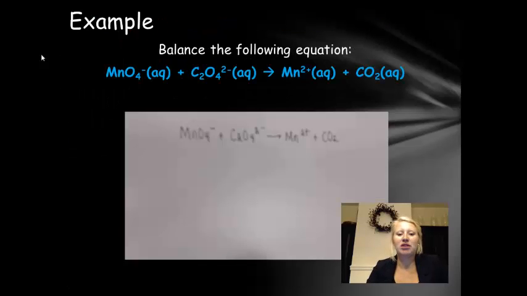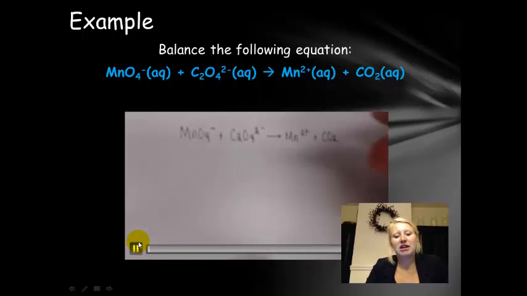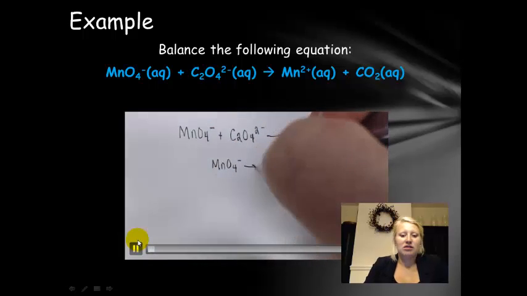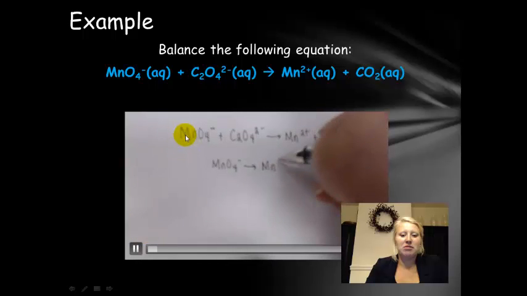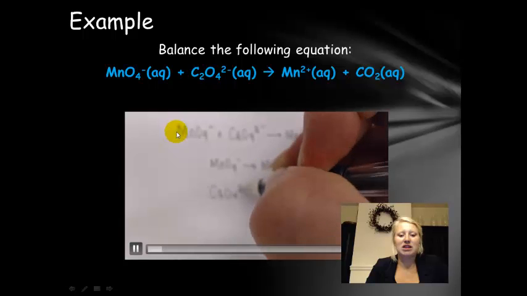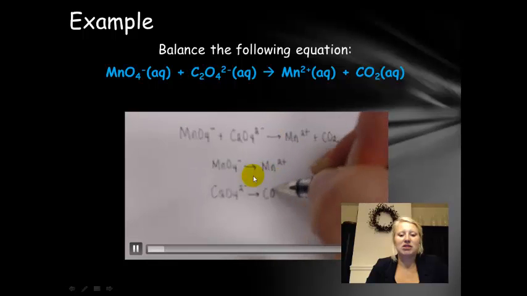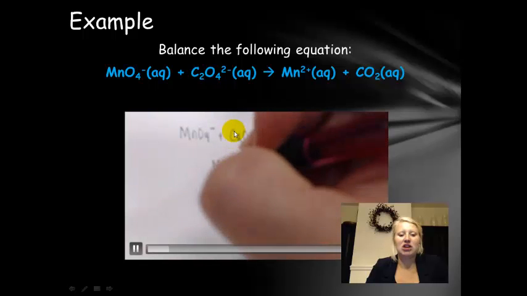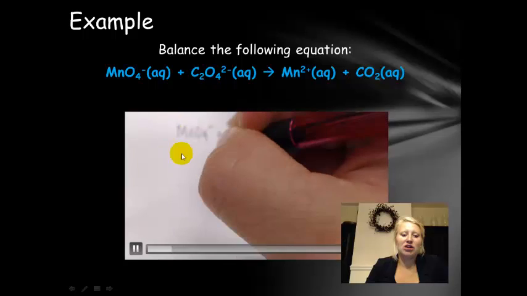So here's an example. Balance the following equation. Permanganate plus oxalate goes to manganese ion plus carbon dioxide. So the first step is to identify what's being oxidized and what's being reduced. So the manganese is going from manganese +7 to +2, which means the oxalate must be changing as well.